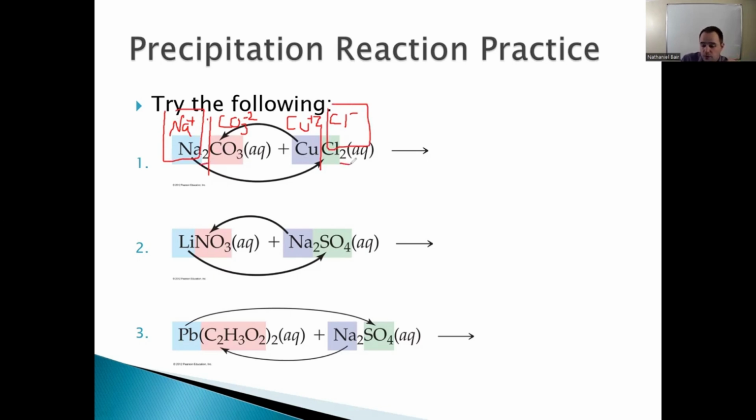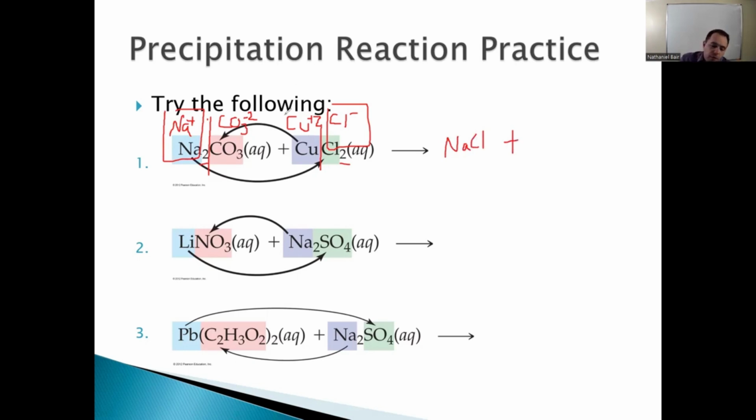I don't care that there's two chlorides. I'm going to go back and balance that at the end. Right now, I'm just worried about taking sodium and pairing it up with chloride, and they go together perfectly. It's a +1 -1. So my first potential product is NaCl.